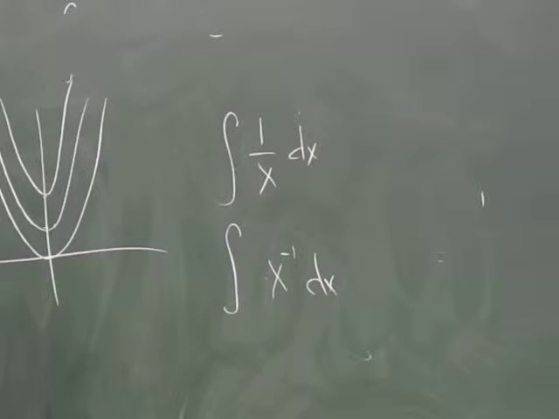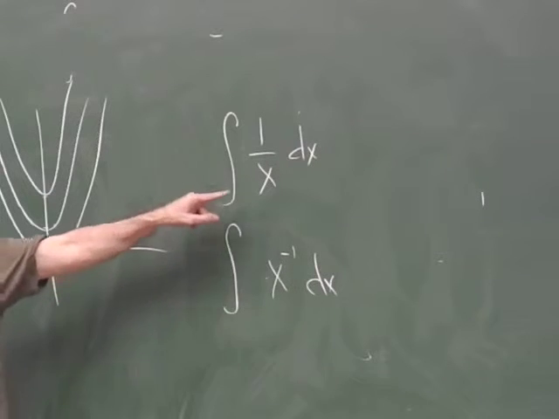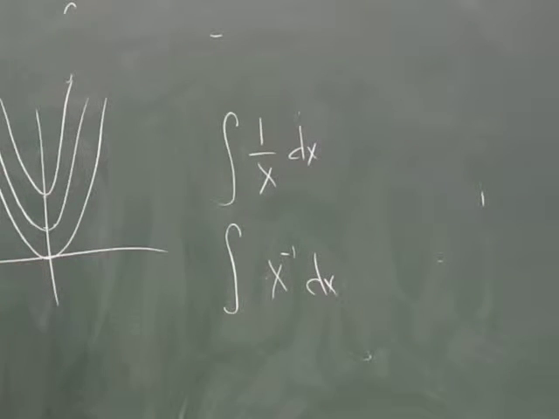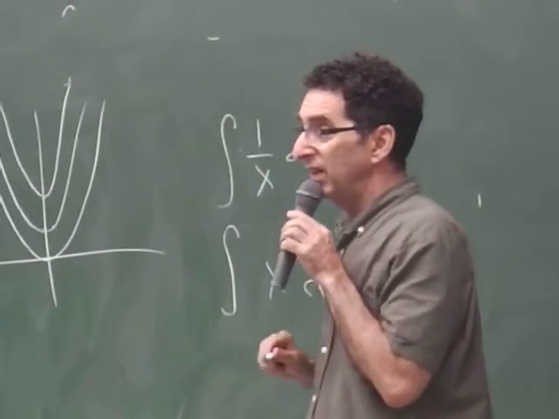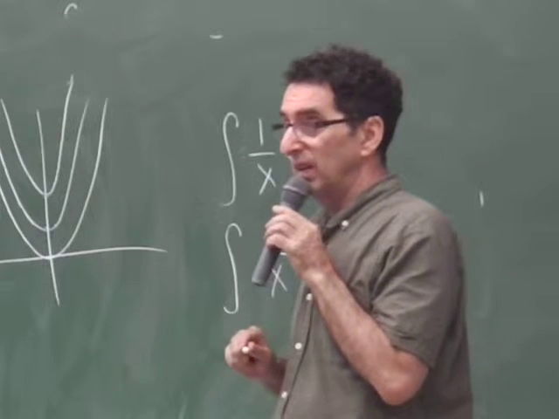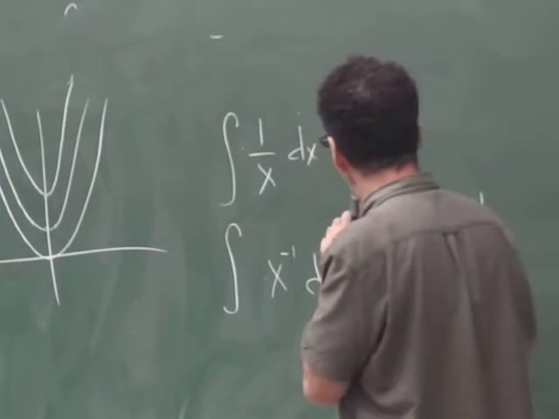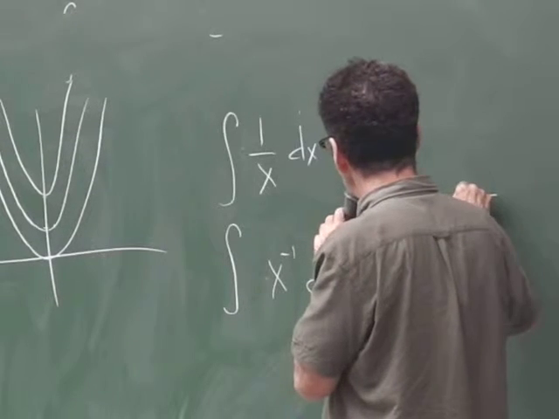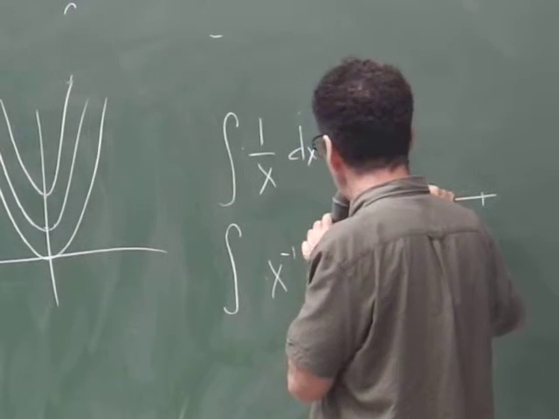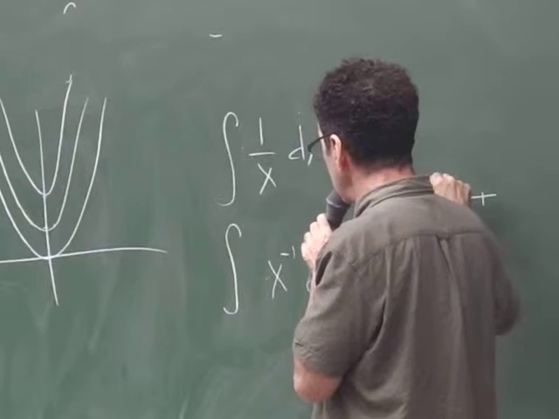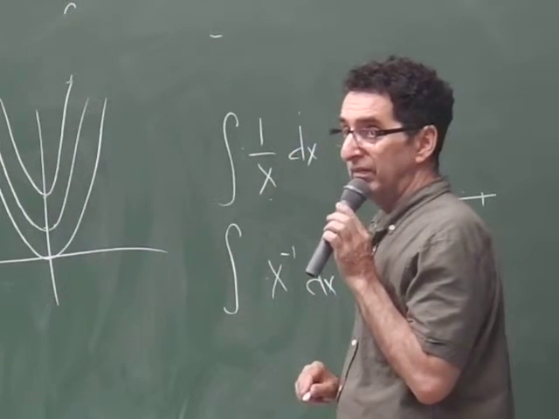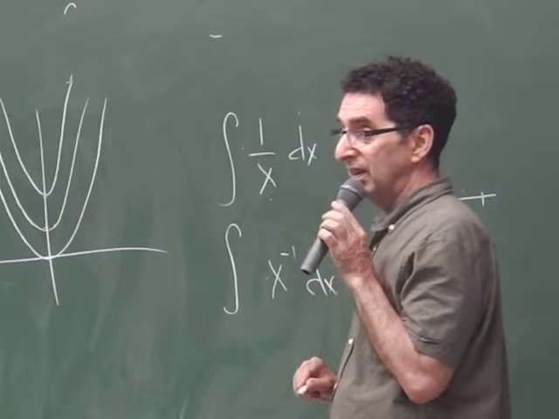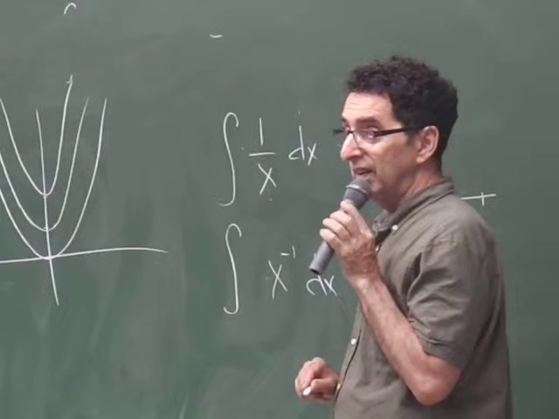So that rule works every time except when we have negative 1 here. But you know the answer to this anyway. You already know, you don't need that rule. Because what am I asking for? I'm asking for what function gives me, what function's derivative is this? You know that, supposedly. You did it. Homework.